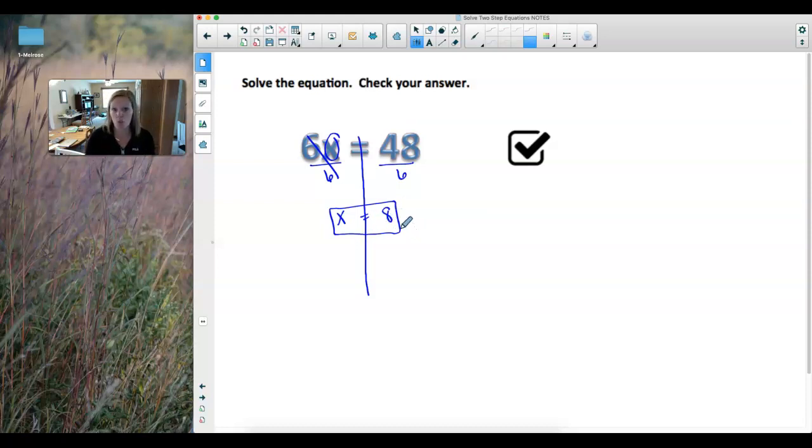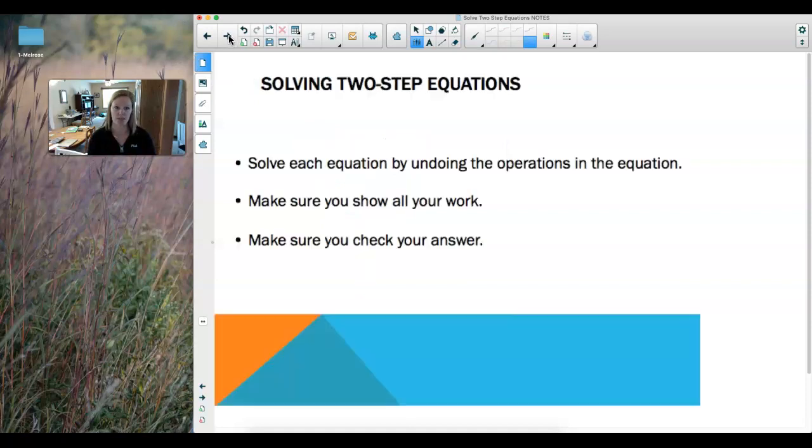So those were all just one-step equations. It took one step to solve them. Now we're going to look at some two-step equations. When we're solving a two-step equation, that means it's going to take 2 steps. So you have to do 2 things to solve it. Solve each equation by undoing the operations. Make sure you're showing all your work. You can check your answers by using the answer check on Canvas.